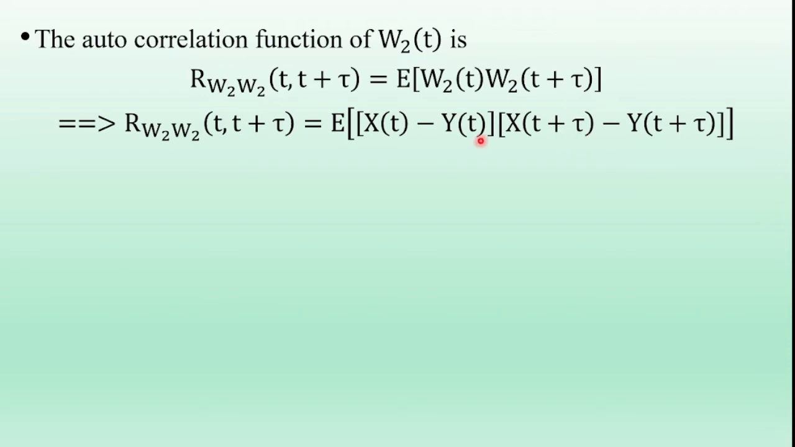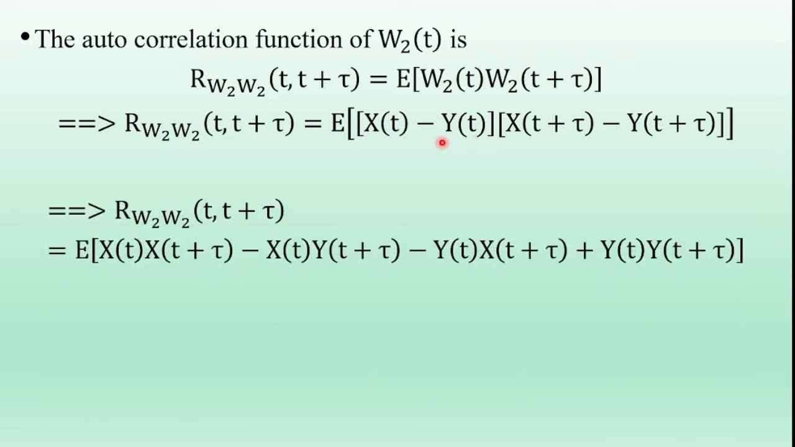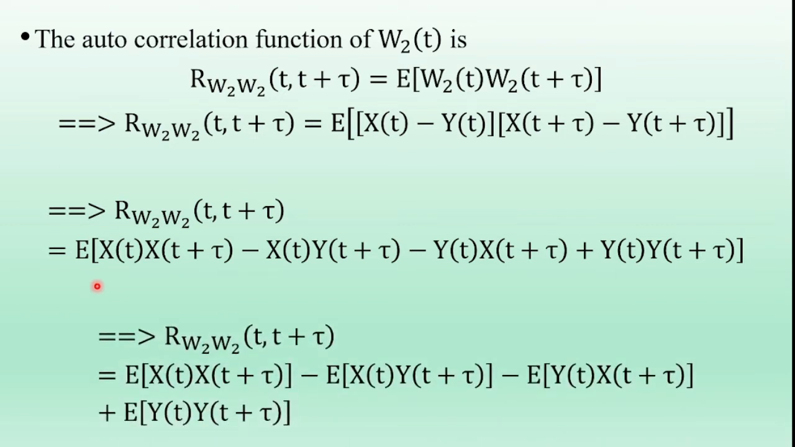So now substitute these two terms, we get the RHS term is expectation of x of t plus tau minus x of t y of t plus tau minus y of t x of t plus tau plus y of t y of t plus tau. And after that on RHS side applying the expectation property, which is equal expectation of x of t x of t plus tau minus expectation of x of t y of t plus tau minus expectation of y of t x of t plus tau plus expectation of y of t y of t plus tau.